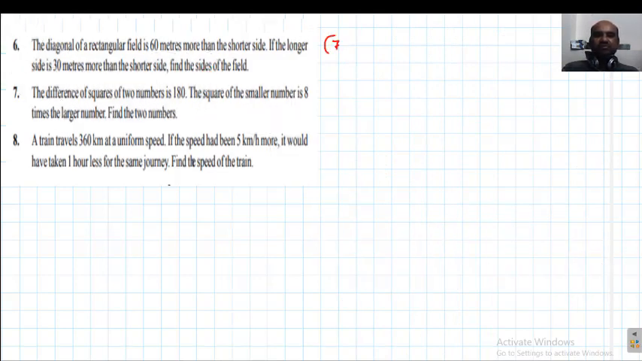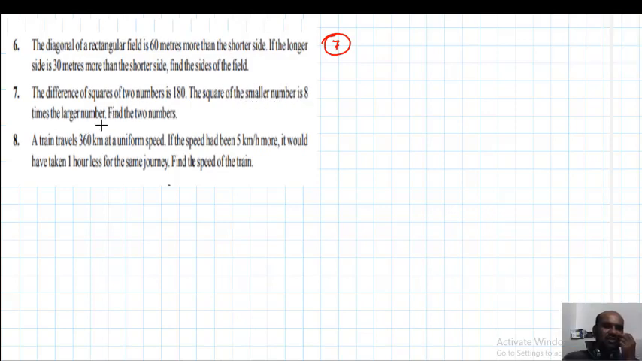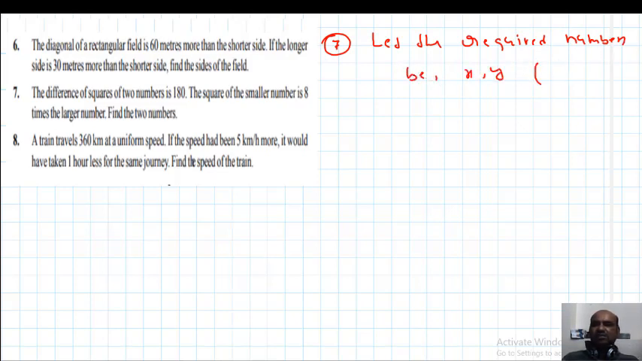Seventh problem. The difference of squares of two numbers is 180. The square of the smaller number is 8 times the larger number. Find the two numbers. Okay. Let the required numbers be x, y, with the condition x is greater than y. Smaller is y, bigger is x.